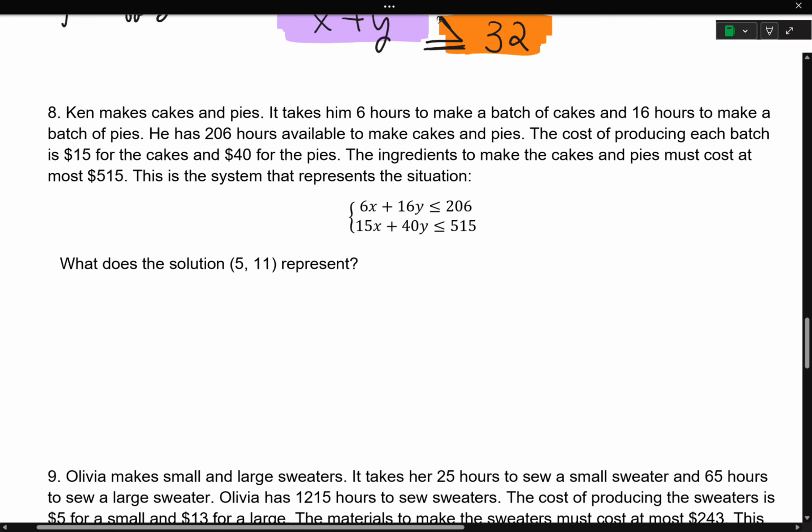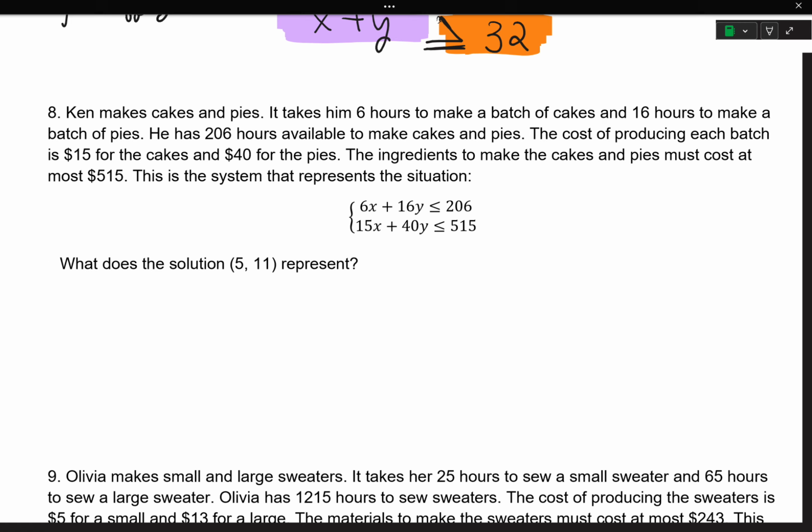Number 8. Ken makes cakes and pies. It takes him 6 hours to make a batch of cakes and 16 hours to make a batch of pies. He has 206 hours available to make cakes and pies. The cost of producing each batch is $15 for the cakes, $40 for the pies. The ingredients to make the cakes and pies must cost at most $515. This is the system that represents it.